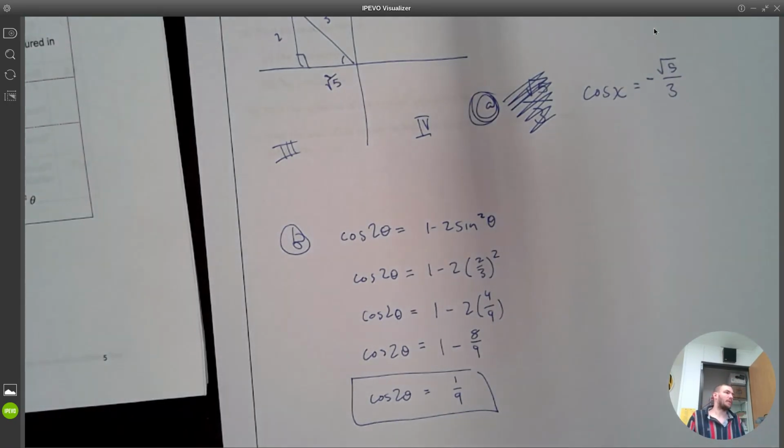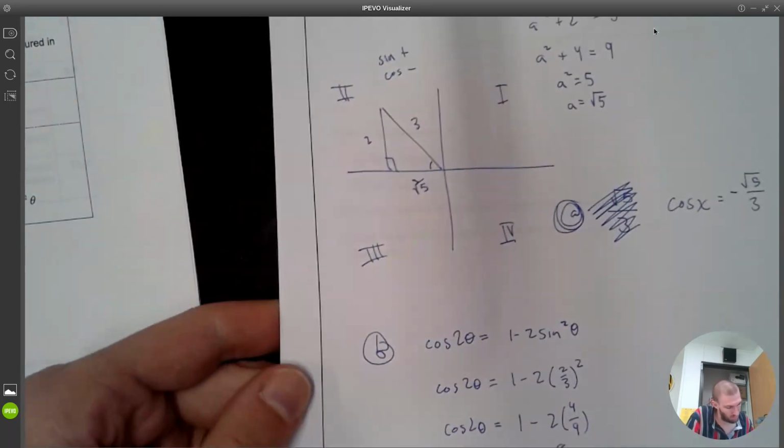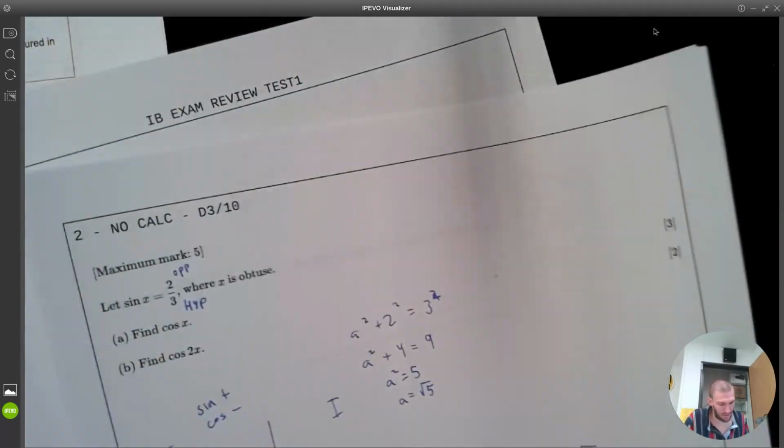Nice. Not too bad. Again, feeling pretty good about my marks.